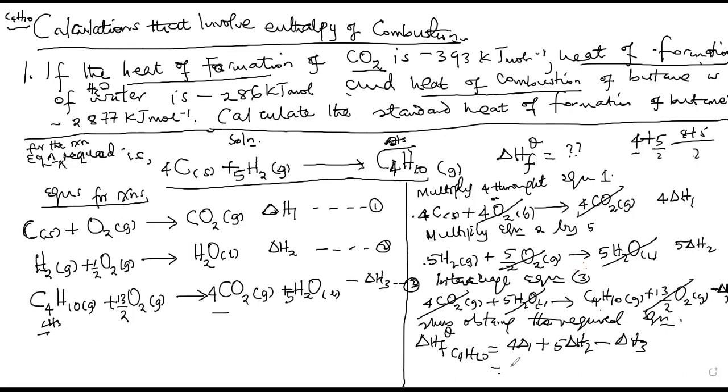And what we shall get is 4 times ΔH1. ΔH1 was the enthalpy of formation of carbon dioxide, which is negative 393. I will add 5 times ΔH2, the enthalpy of formation of water, which is negative 286. Then minus ΔH3, which is the enthalpy of combustion of butane, which is also negative 2877.